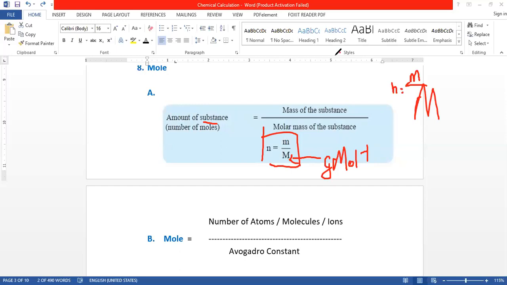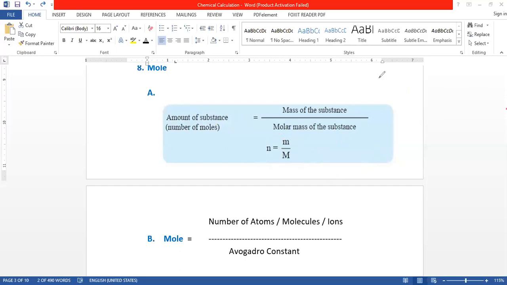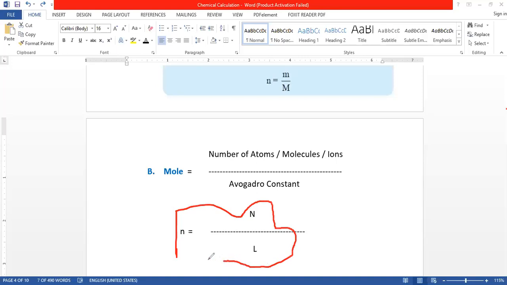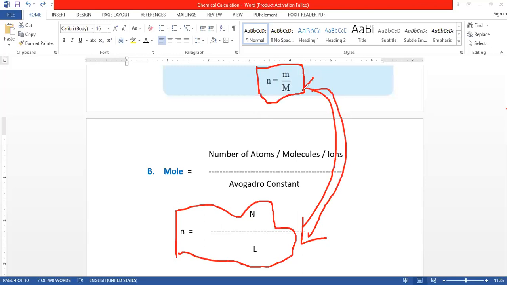Second equation: the mole is the number of atoms, molecules or ions over the Avogadro constant. Small n is equal to the number of atoms over the Avogadro constant. I'll send this PDF, no problem. These two equations are very important to do the calculations in this chapter. n is equal to given mass over molar mass.